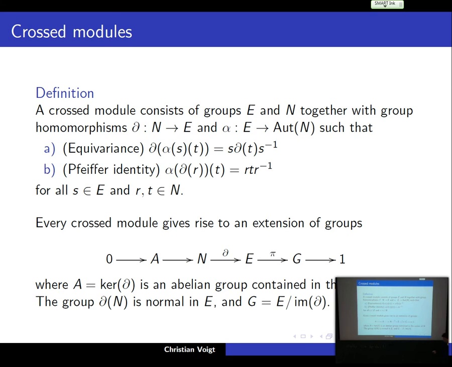But the way to think about it morally is that crossed modules are three-step extensions of groups. No, A is really abelian. Okay, well, that shouldn't be too hard. It should be obvious. I think the kernel tells you that basically, if you are, then this is T, and therefore you get that.